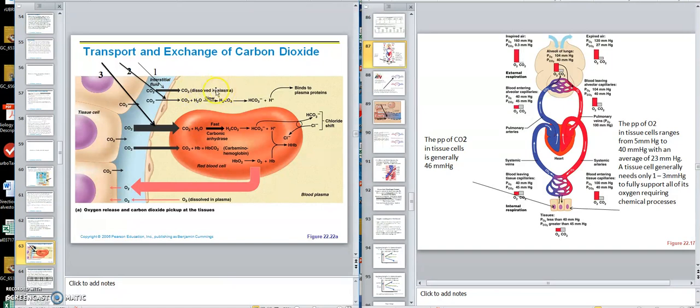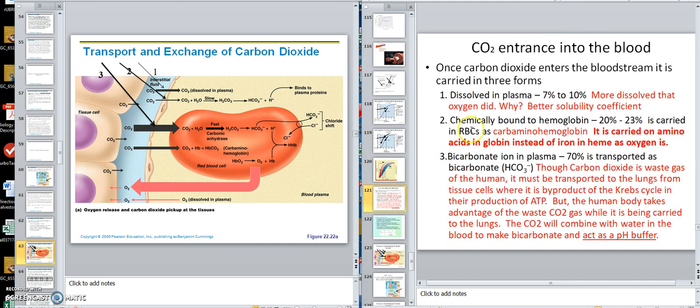Because see, this here would represent that 7 to 10%. This would represent that 70%. That 70%. Let's come back here. But only a minuscule of the 70. See, 70% is bicarbonate. But this way of forming bicarbonate is the minority way.